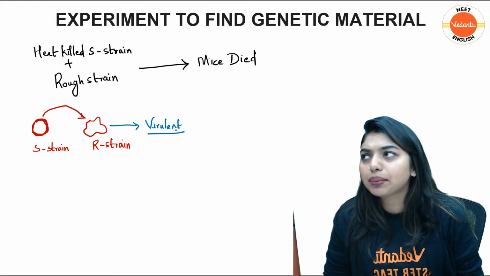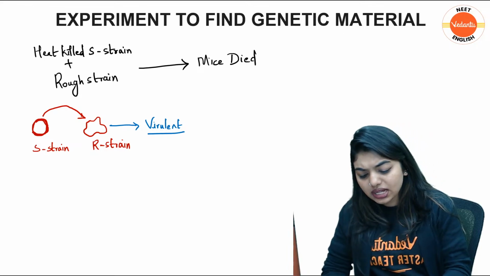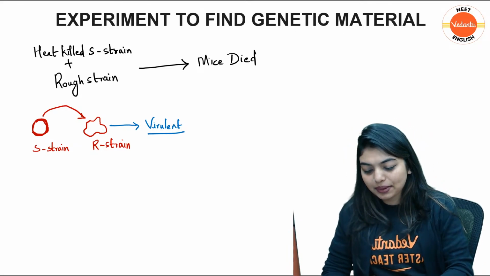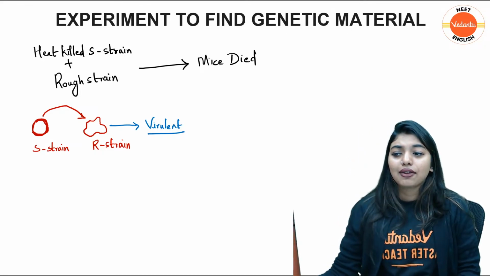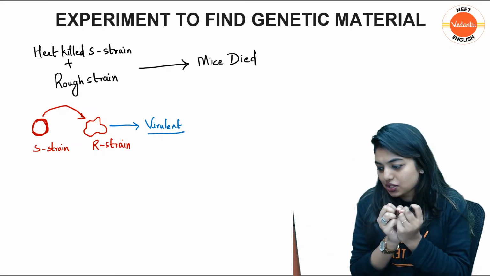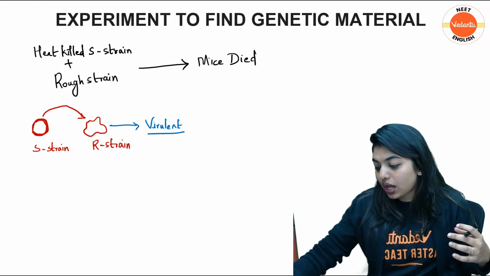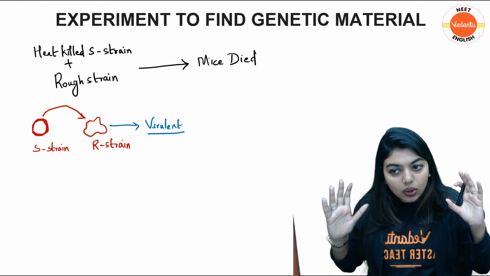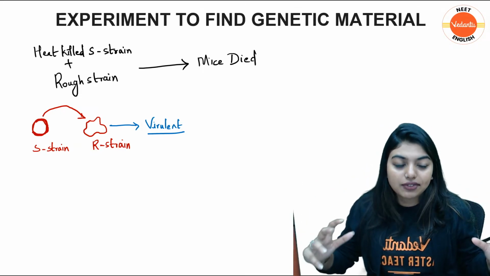It is like if some person is always telling negatives. Always negative. What happens? You stay with that person for a longer time, you also become negative. Yes or no? Same thing happens, students. Whatever was there in the S strain got transformed or changed into the R strain, and that R strain became suddenly virulent. So you should always stay with positive people. Always surround yourself with positive people.